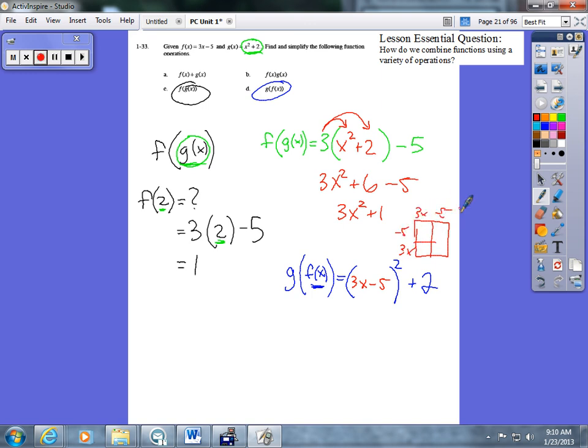Or you could do Mr. Warner's shortcut. Mr. Warner's shortcut is square, double, square. Well, what does that mean? Square the first term, 9x squared, double the inside product, so negative 15x doubled is negative 30x, and square the last number, which is plus 25. Square, double, square. All right, and then simplify at the end here, so 9x squared minus 30x plus 27.